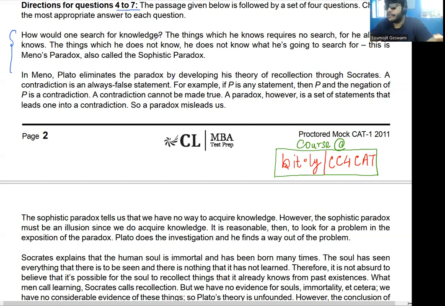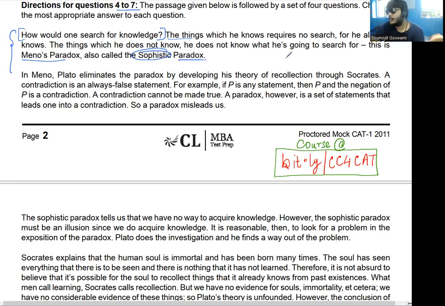How would one search for knowledge? A very interesting question. The things which he knows require no search, for he already knows. The things which he does not know, he does not know what he is going to search for. This is Meno's paradox, also called the sophistic paradox.